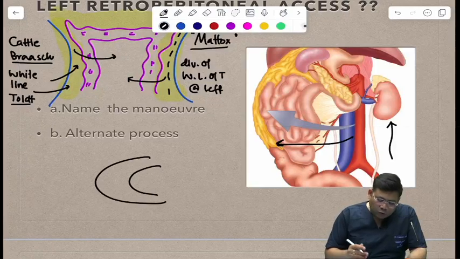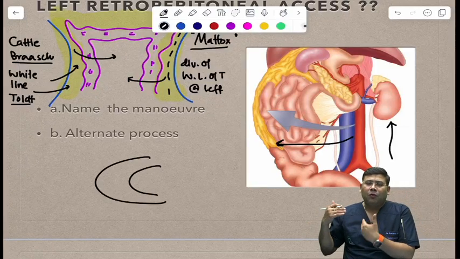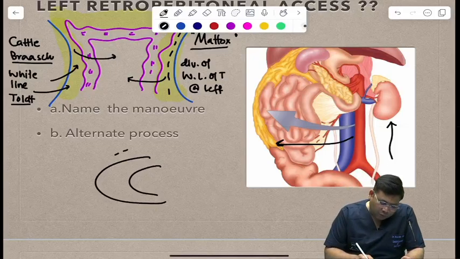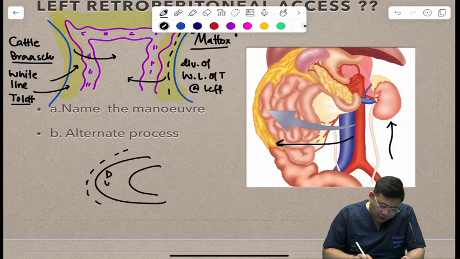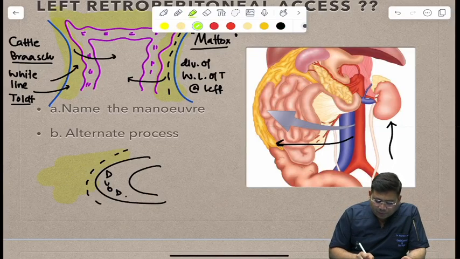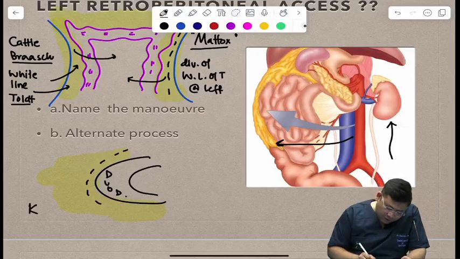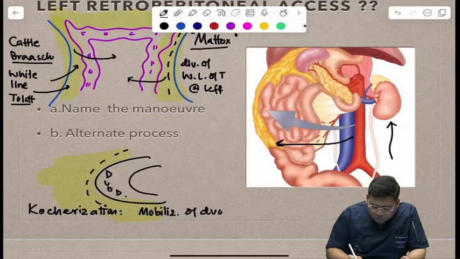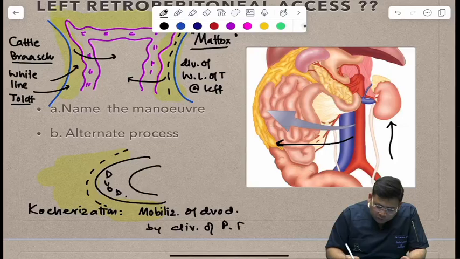Remember, if you want to go behind, say you want to do a surgery of the kidney, or you want to operate on a pancreatic head, you will have to do the mobilization of the duodenum. If you do the mobilization of the duodenum, you will have to divide these peritoneal fringes around it. And what is this known as? This is known as Kocherization. So what is Kocherization? It is the mobilization of the duodenum by division of peritoneal folds around it.